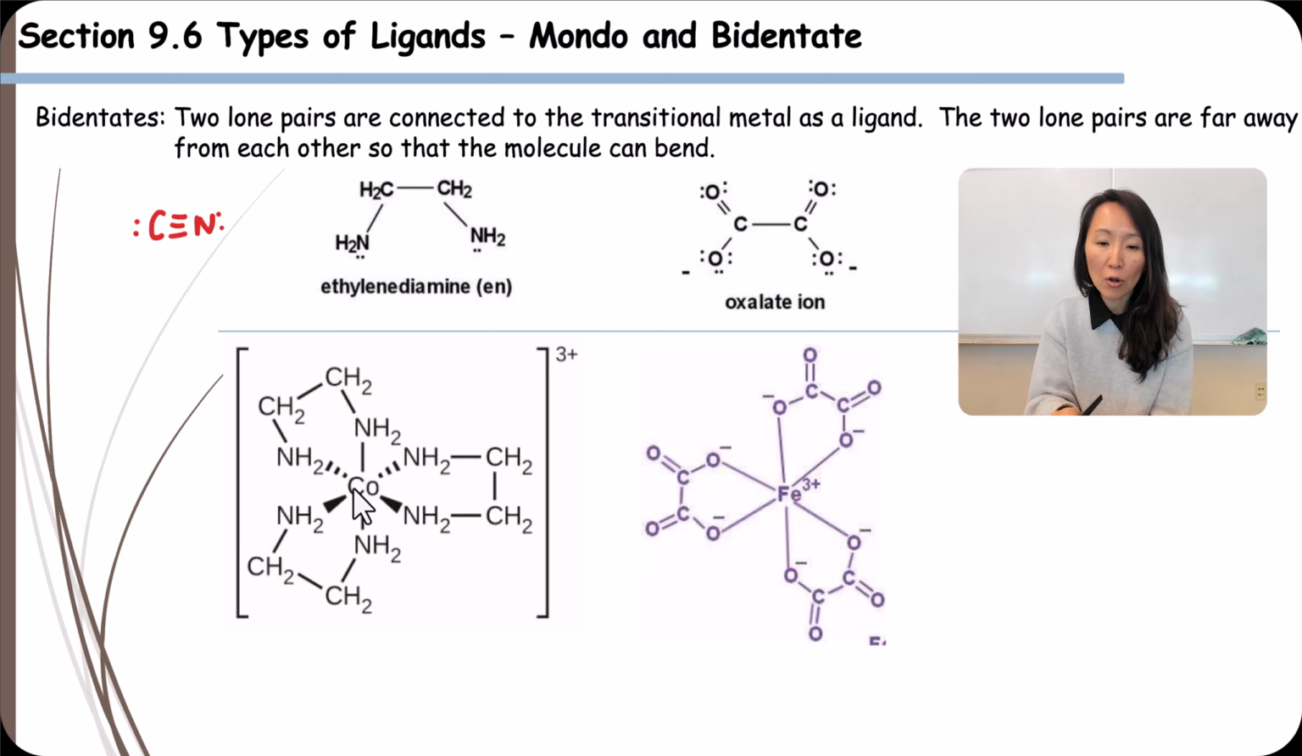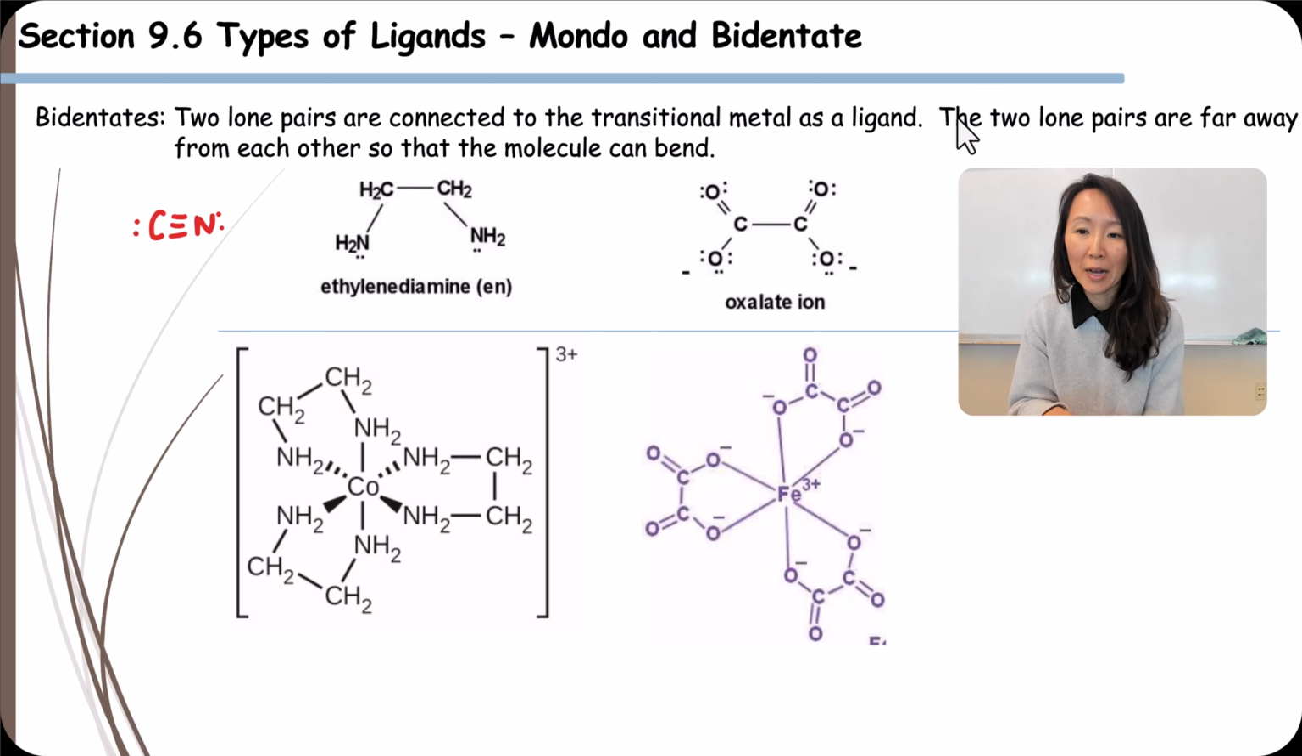So you see cobalt here, and this is one ethylene diamine. Here's another one, and here's another one. Okay, so all of those are sort of bent in structure in order to bond to the cobalt ion transition metal. And then here's iron with the oxalate ion. You see the bending that is occurring.